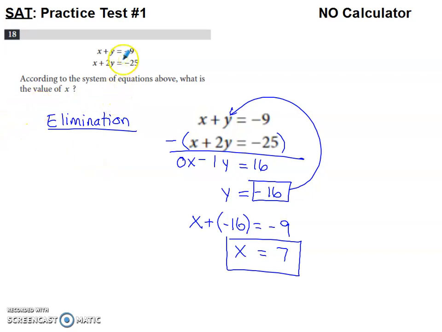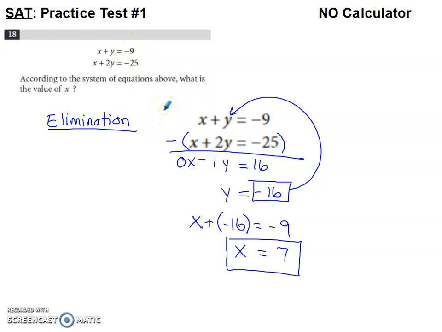So problem number 18 presents us with a system of equations, and they ask us to find the value of x that solves the system. So I looked at this and I realized both equations are in standard form. My x's line up, my y's line up, the equal signs line up, numbers by themselves are on the other side of those equal signs.